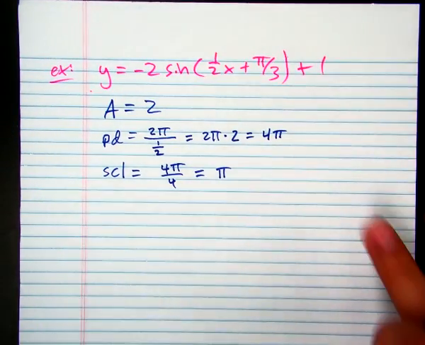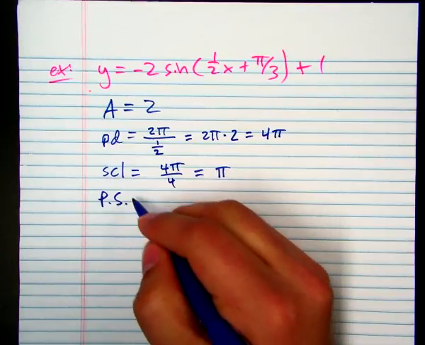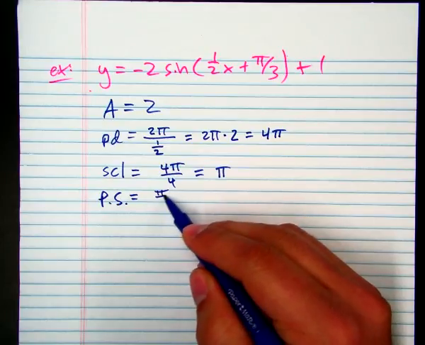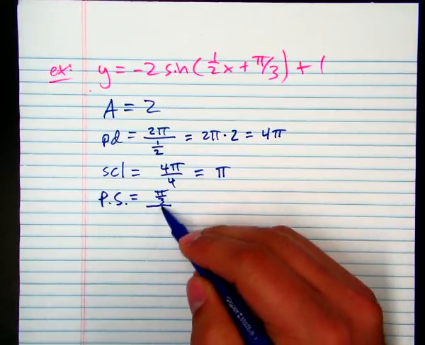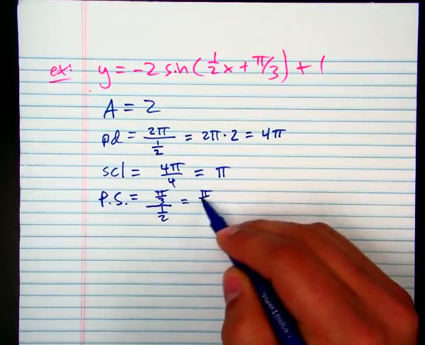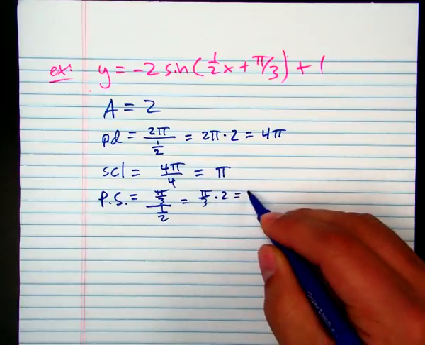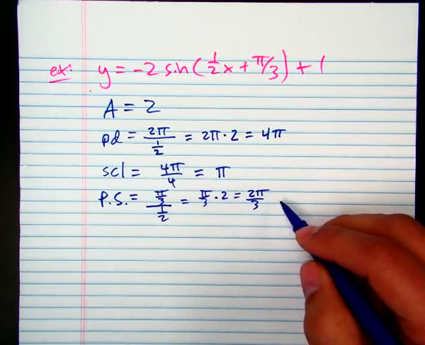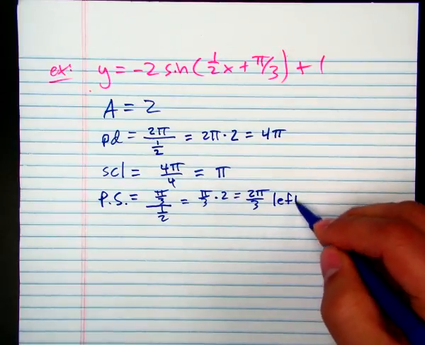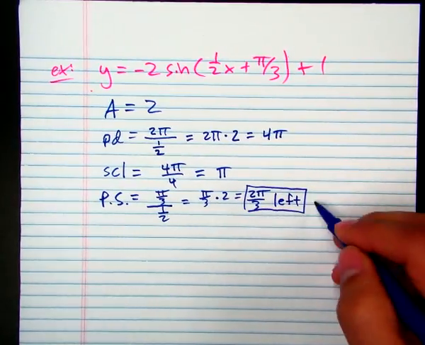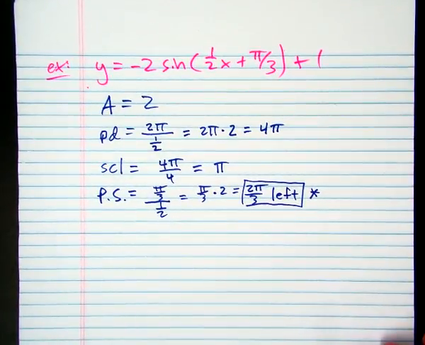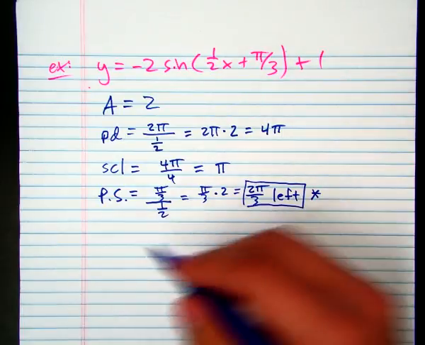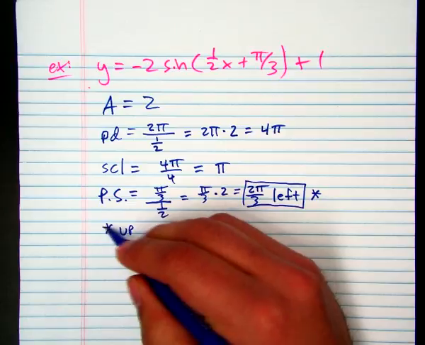Okay. Is there a phase shift? How do I find it? C over b, so pi over 3 divided by 1/2, which is the same as pi over 3 times 2, so that's 2 pi over 3. And which direction? Left. Okay. And again, this is where we start everything. What else is there that we didn't look at yet? This +1. So we're also going to shift things up 1 unit, right?